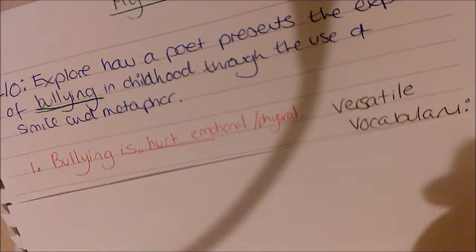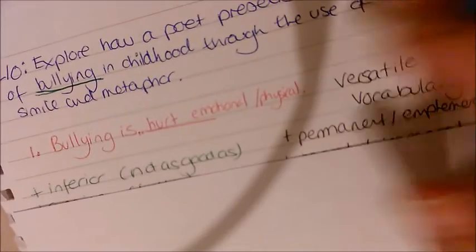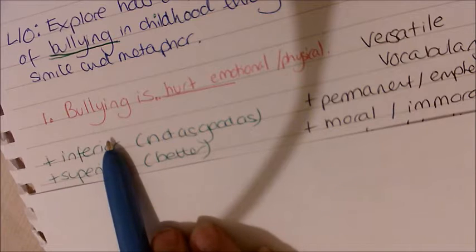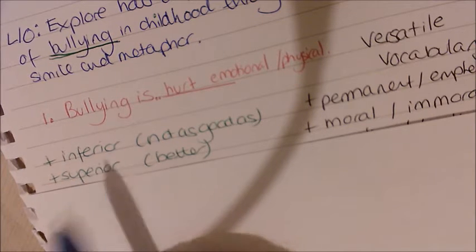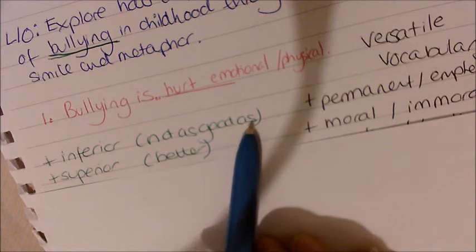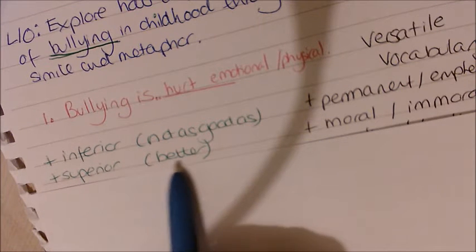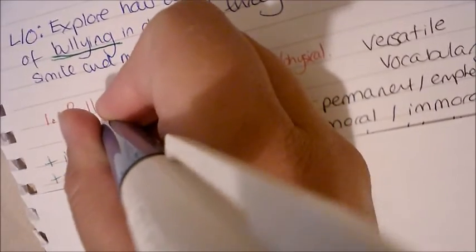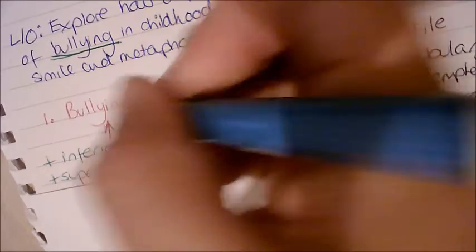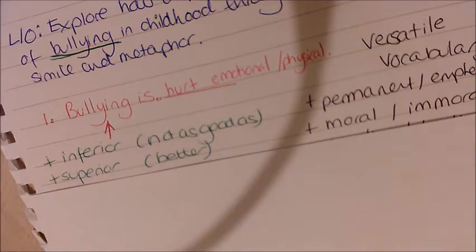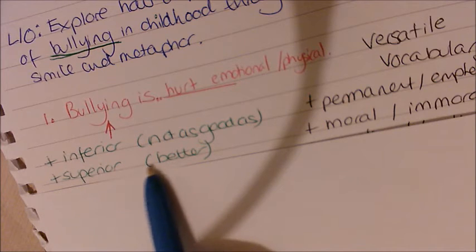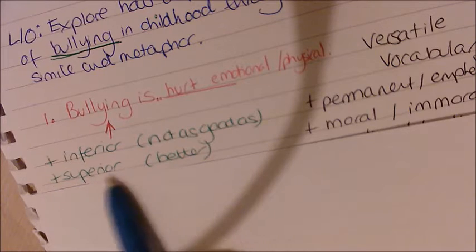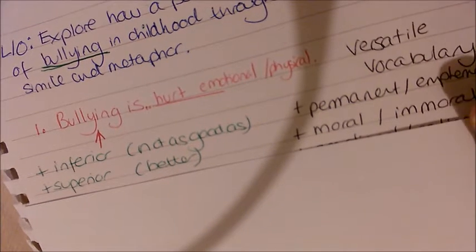Okay, and we've got our versatile vocabulary, so keywords that we're looking at today. We've got this word inferior and superior, which are our keywords today. So inferior, not as good as something, or superior, feeling better than somebody. Think about how those two words could really link to this theme of bullying, okay? Making somebody feel or feeling inferior, or how bullying could make somebody feel perhaps superior to others, okay? So I think there's some really good vocabulary that link well to that theme.